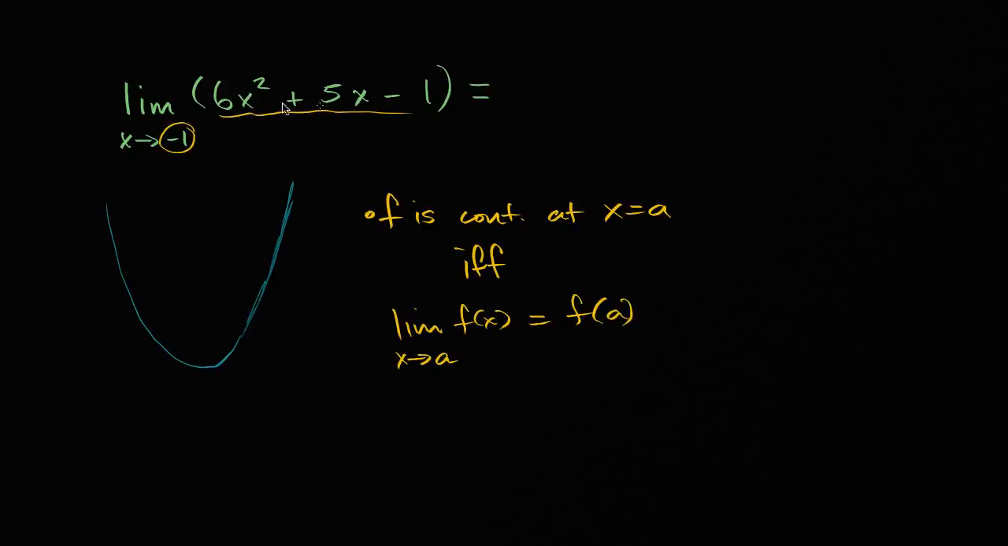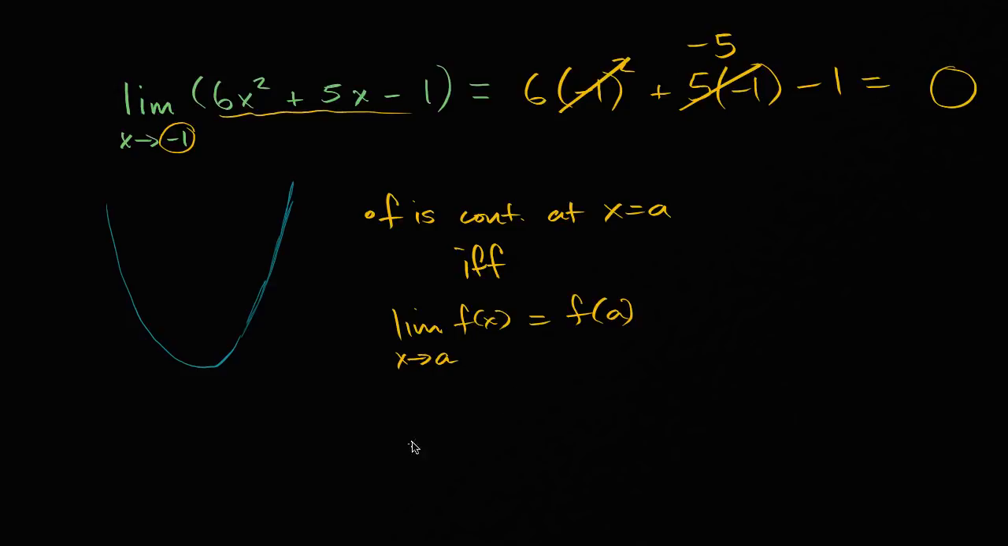So all I have to do is evaluate this at -1. This is going to be 6 times -1 squared plus 5 times -1 minus 1. So that's just 1. This is -5. So it's 6 minus 5 minus 1, which is equal to 0. And we are done.